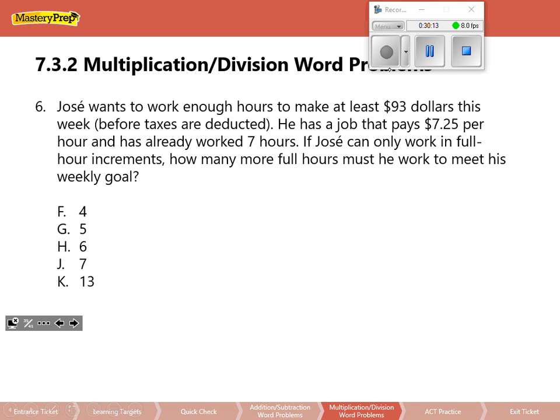Question number 6. Jose wants to work enough hours to make at least $93 this week before taxes are deducted. He has a job that pays $7.25 per hour and has already worked 7 hours. If Jose can only work in full hour increments, how many more full hours must he work to meet this weekly goal? Let's make it simpler than the last one. What's $93 divided by 7.25? What is $93 divided by 7.25?